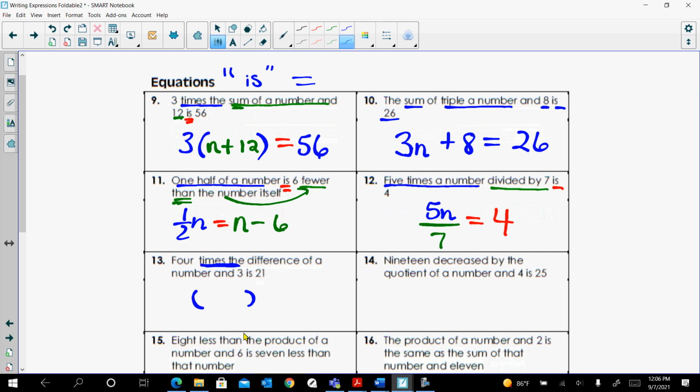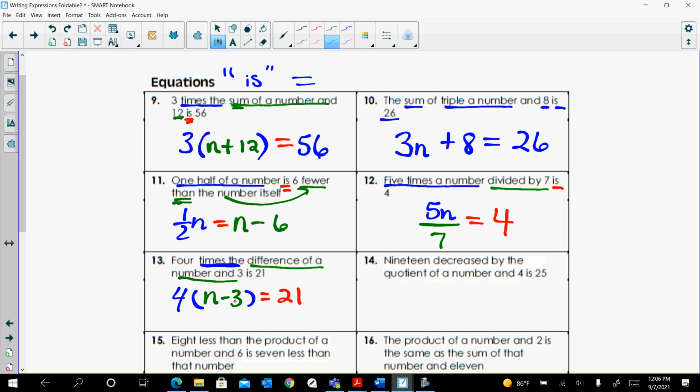Then what are we going to write? Yep, 4 goes in front of the parentheses. Good. N plus 3 equals 21 is correct. But it says the difference of a number and 3. Subtracted. Yeah, n minus 3, yes. So 4 parentheses, n minus 3, close the parentheses, equals 21.